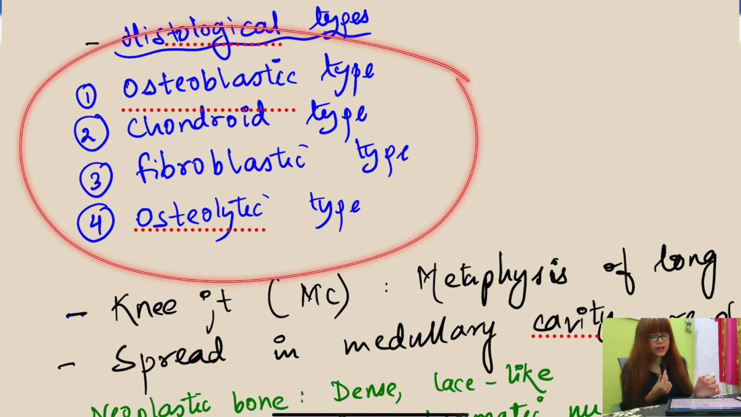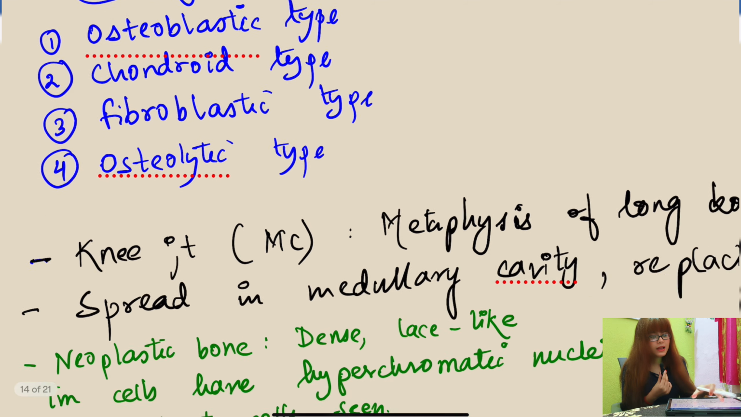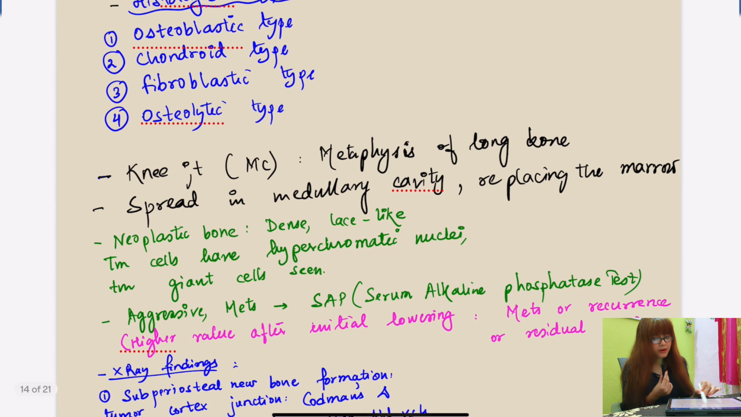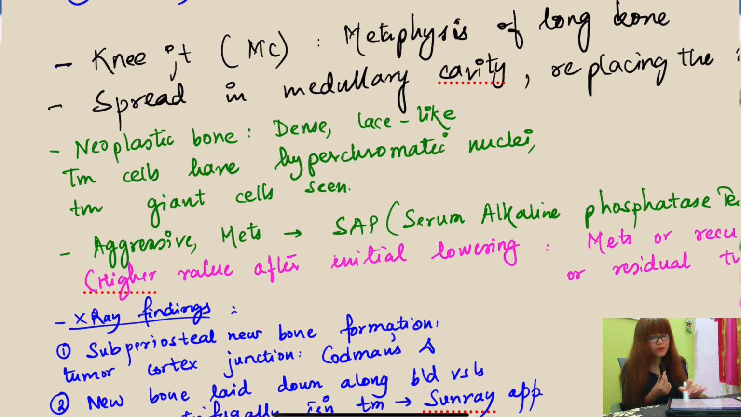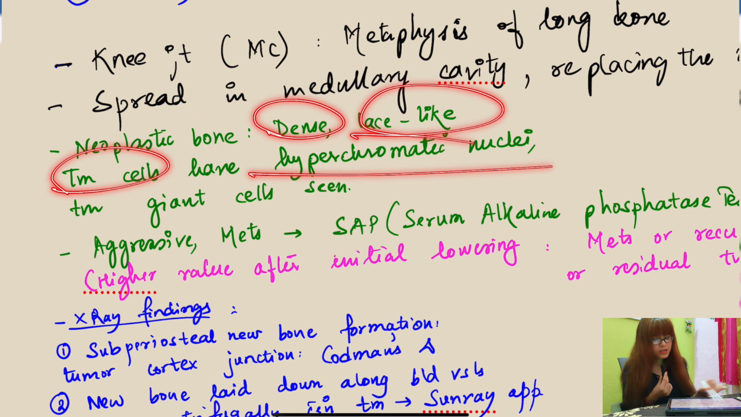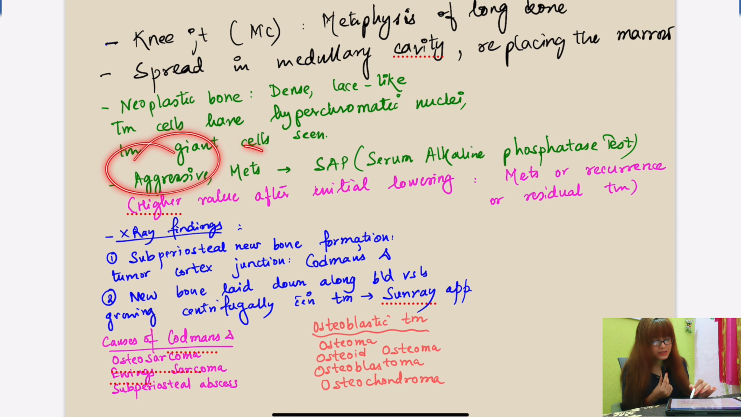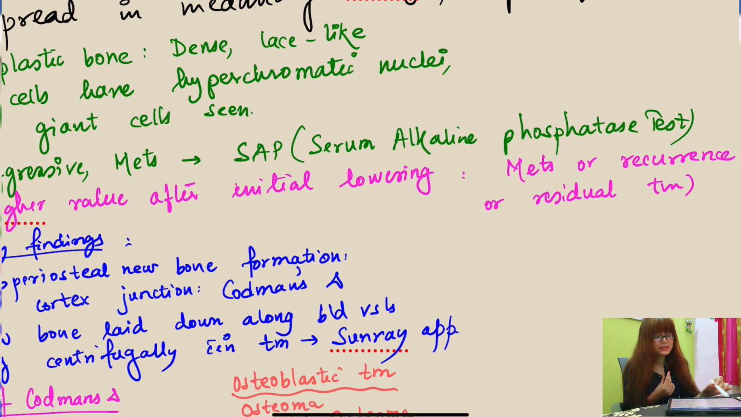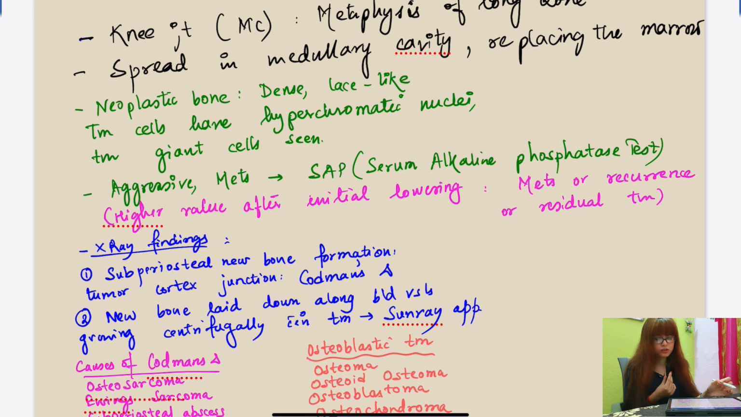Now, these are the histologic types. You have the osteoblastic type, chondroid type, fibroblastic type, osteolytic type. Most common site is the knee joint, which is the metaphysis, and they spread in the medullary cavity. They spread by hematogenous spread as well. The neoplastic bone which is deposited is dense and lace-like. The tumor cells have hyperchromatic nuclei. Tumor giant cells are seen, and they are aggressive. They metastasize, which can be measured by the serum alkaline phosphatase test. A higher value after initial lowering will point to metastasis or recurrence or residual tumor.